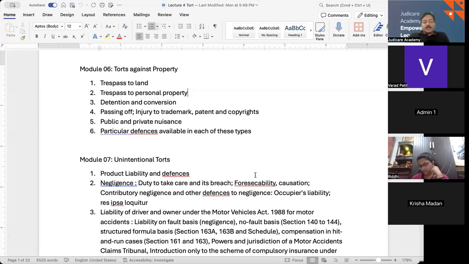So various case laws are there. The very first one I would like to mention for this is Entick versus Carrington.